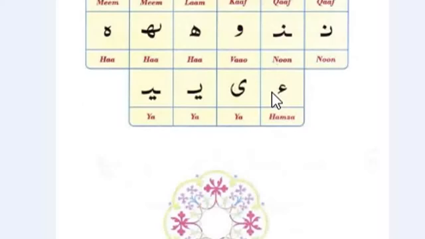Hamza. Hamza does not connect with the next letter, it is in this shape. Ya. Ya does not connect with the next letter, it is in this shape. Ya. When ya connects with the next letter, it is in this shape. Ya. When ya comes between two letters, it is in this shape.